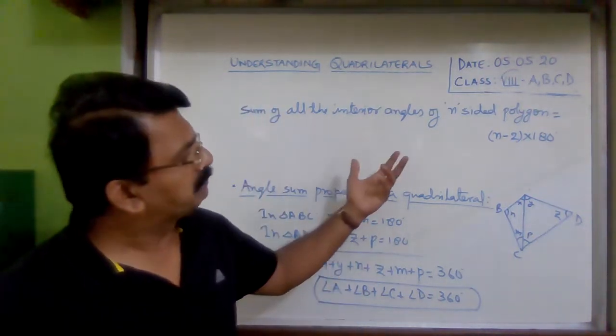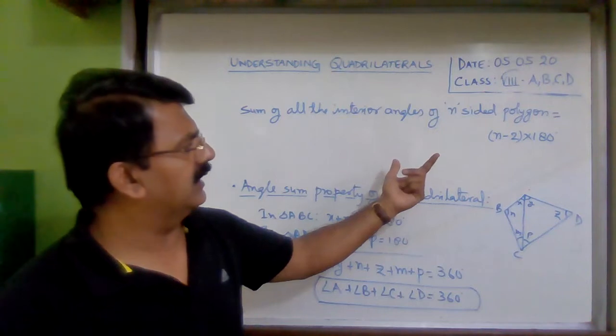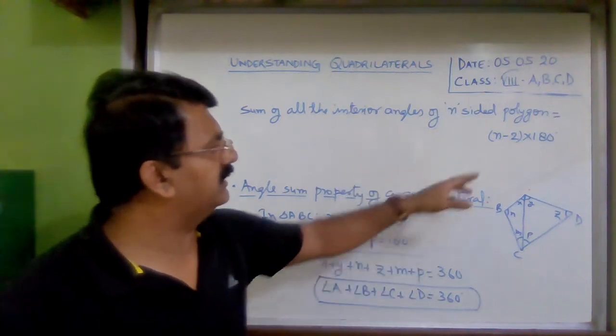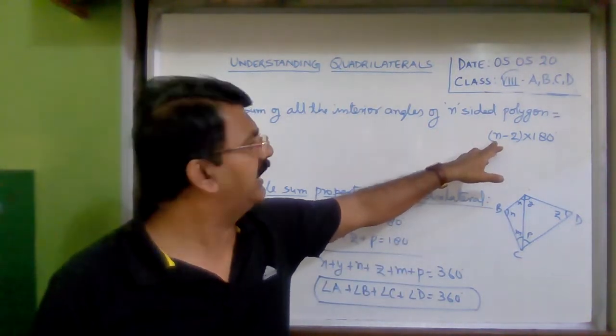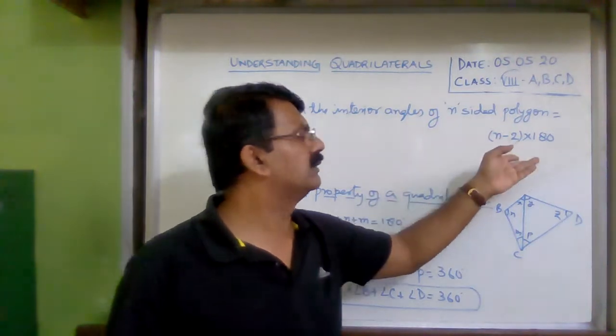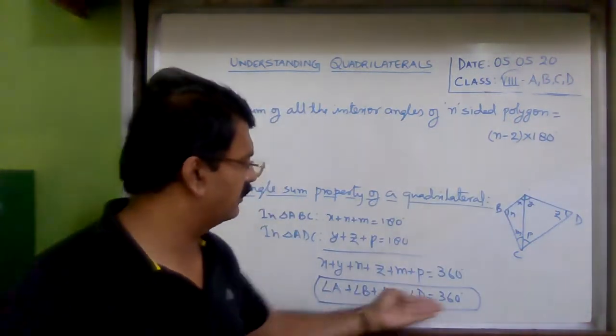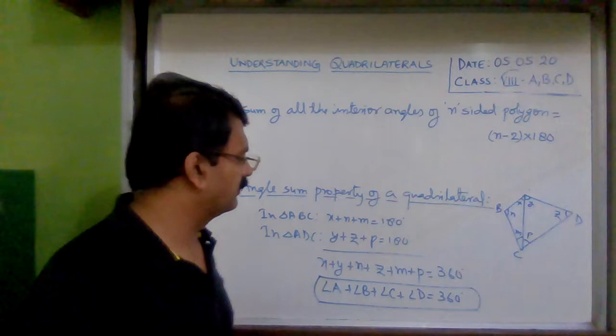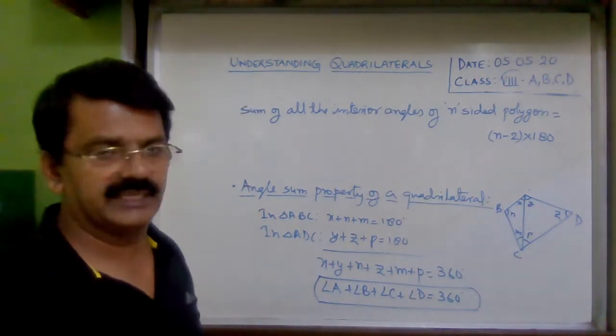Now, if we consider a quadrilateral, that means in place of n we have to write 4. 4 minus 2 will be 2. 2 into 180 is 360. We have already proved that the sum of all the four angles of a quadrilateral is 360.